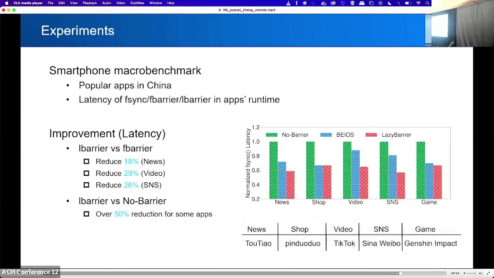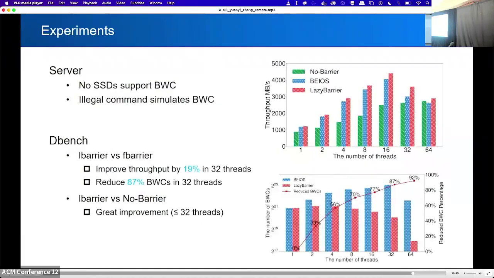In real apps, AdBarrier works better than FBarrier and reduces the average latency by 18% in news, 29% in video, and 26% in SNS. And AdBarrier outperforms NoBarrier greatly in the 5 apps. The apps are listed in the bottom.